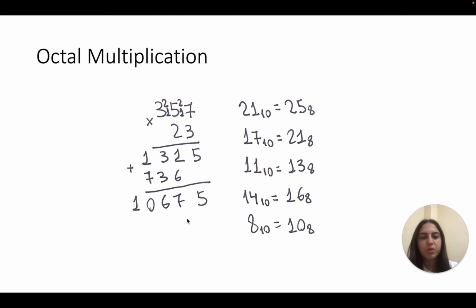So in every multiplication, addition, and everything, we just use the same concepts, but if it's hard, we just convert it to decimal and everything gets pretty easy.